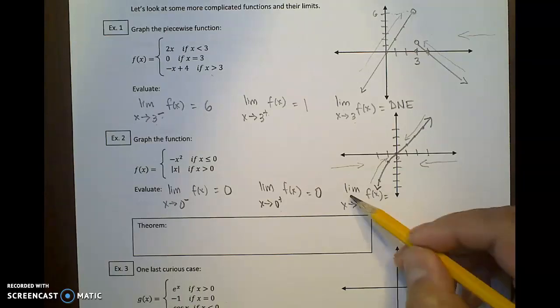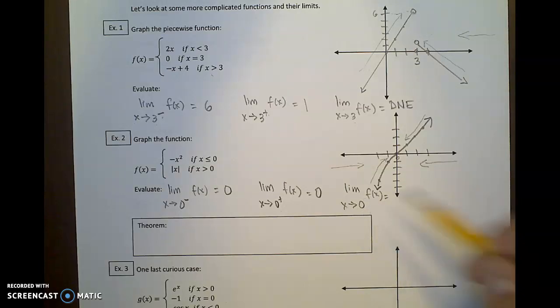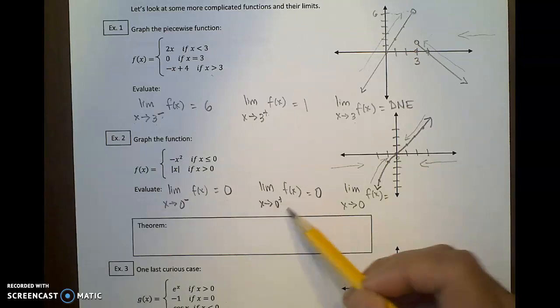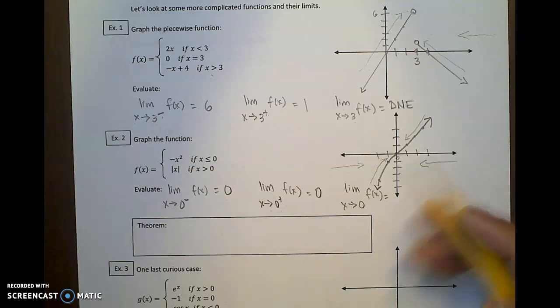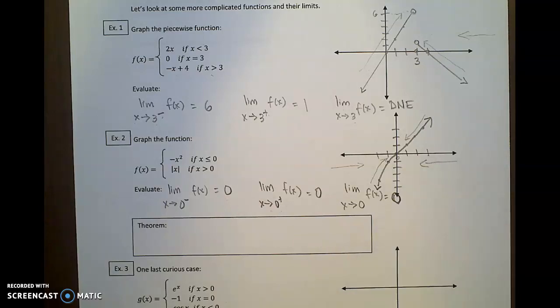Finding the limit of f of x as x approaches 0, again, we don't see that plus or minus, so that means we are approaching it from both sides. Since we're approaching 0 from the left, we get an output of 0. Approaching 0 from the right, we get an output of 0. Because they both go to the same place, the limit of the function as x approaches 0 is 0.